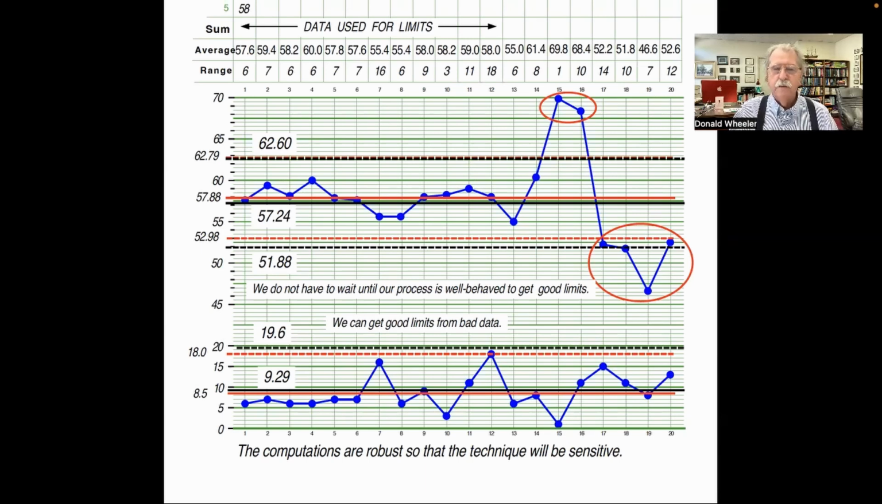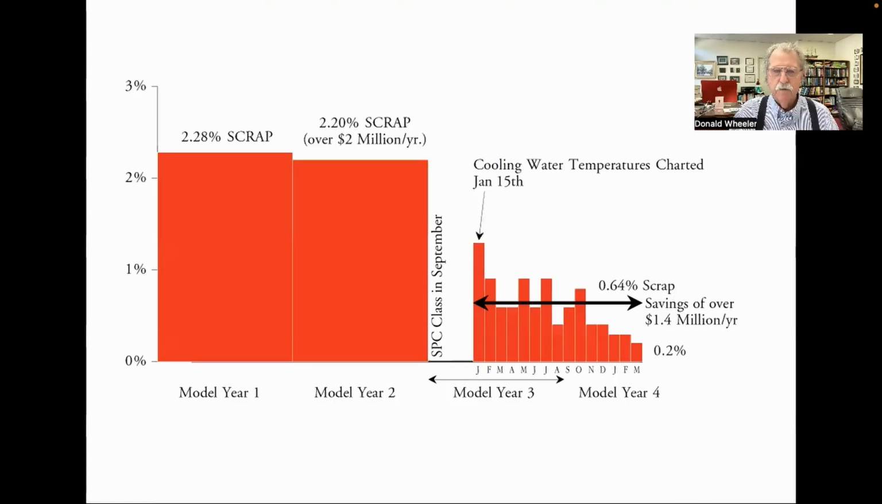Well, what was the impact of this little chart? They had been running about $2 million a year for scrap in this department. So the last month they had over 1% scrap was the month he did this chart. They discovered they had a problem with the water system.